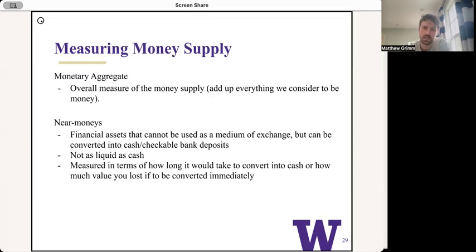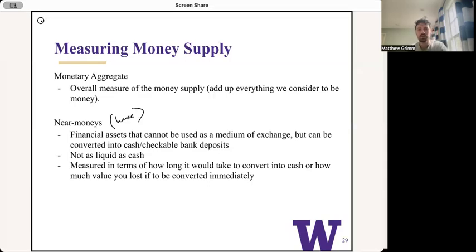So, measuring money supply. A monetary aggregate is the overall measure of the money supply. It adds up everything we consider to be money. Near monies are financial assets that cannot be used as a medium of exchange, but can be converted into cash, like checkable bank deposits. They're not as liquid as cash, and they're measured in terms of how long it would take to convert into cash or how much value you lose by converting it immediately. So, like a house is an example.